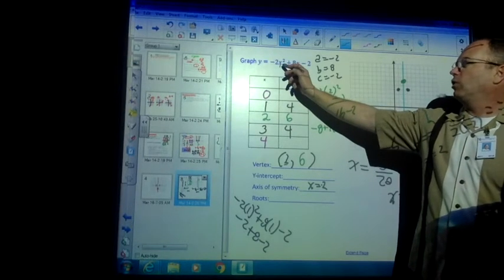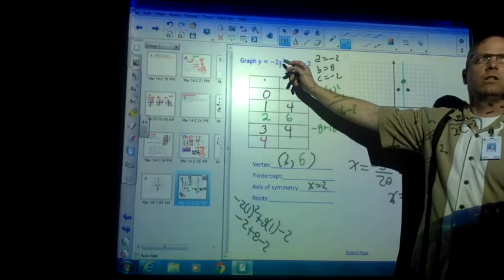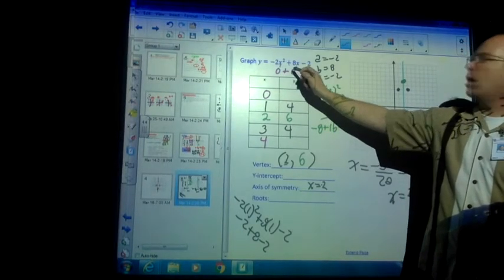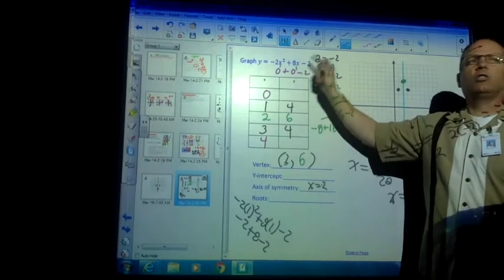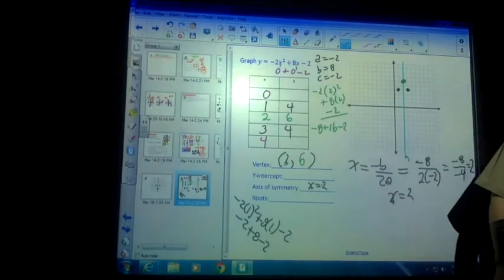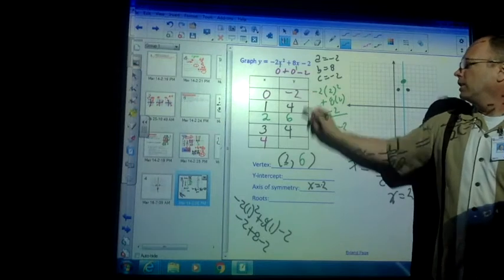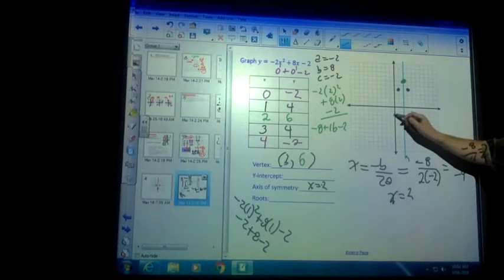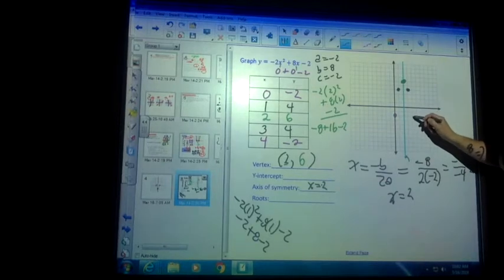Plug 0 in. Negative 2 times 0 squared is 0. Plus 8 times 0 is 0. Minus 2. 0 plus 0 minus 2 is how much? Negative 2. That's negative 2. 0, negative 2 right down here. 4, negative 2 right here.